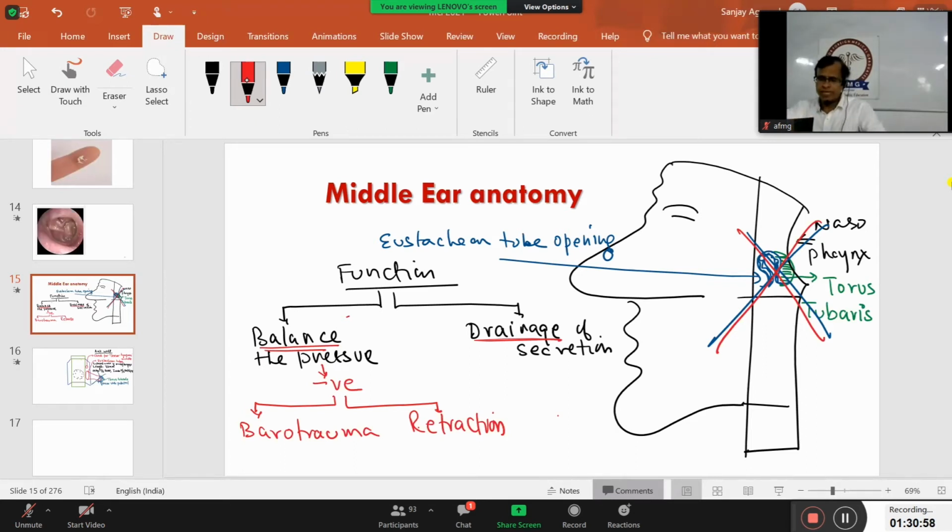What does otitis media mean? Otitis media means infection of the middle ear. Middle ear infection. So the point is, if a eustachian tube is blocked, it can lead to 3 problems. What are the 3 problems?